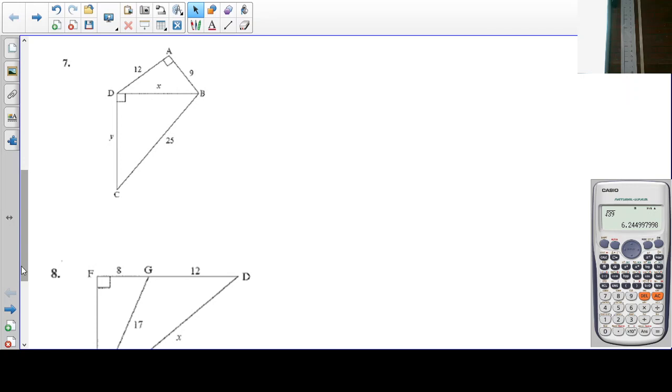Right, this is number 7. Let's look at number 7. What makes number 7 different to the triangles that we've dealt with before? Two shapes. It's two triangles. Not so?